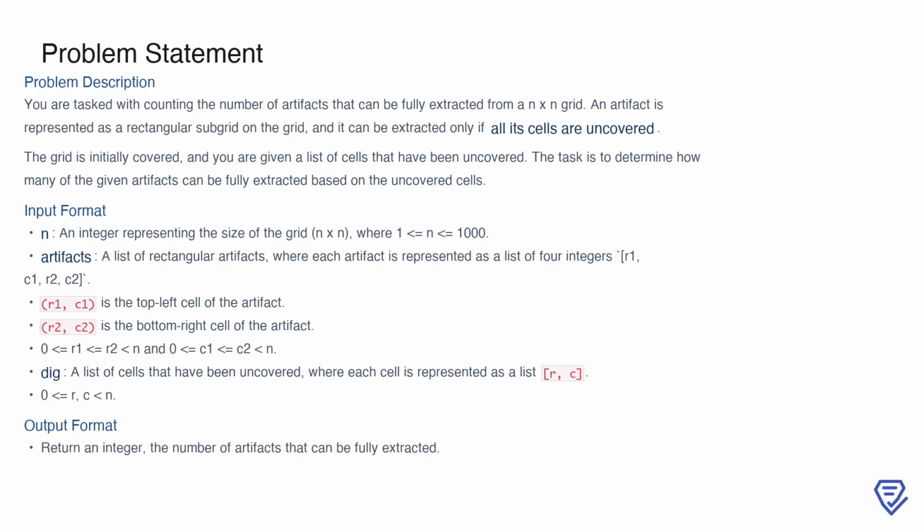artifacts. The input consists of three main components: the integer n, which defines the size of the grid, a list of artifacts where each artifact is represented by its top left and bottom right coordinates, and a list of uncovered cells, each represented by its row and column indices. The output should be a single integer that represents the count of fully extractable artifacts.